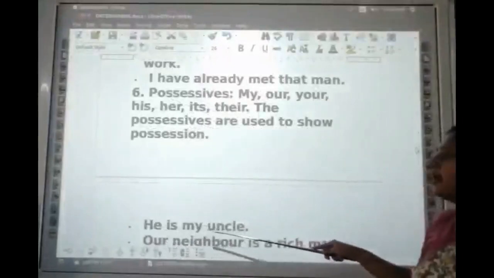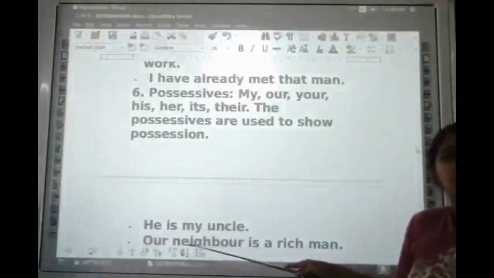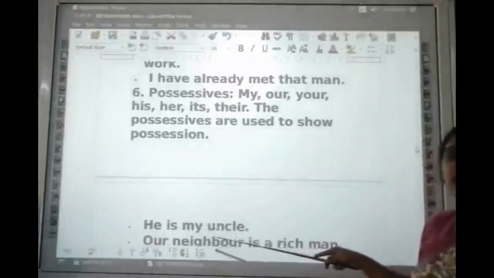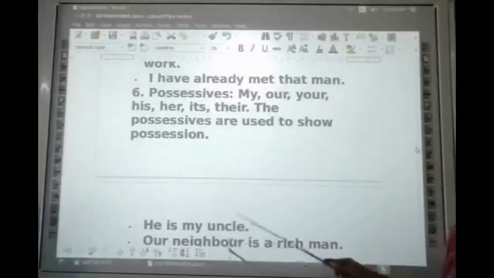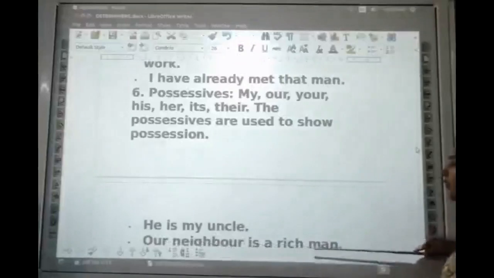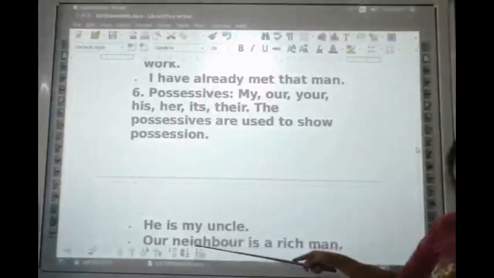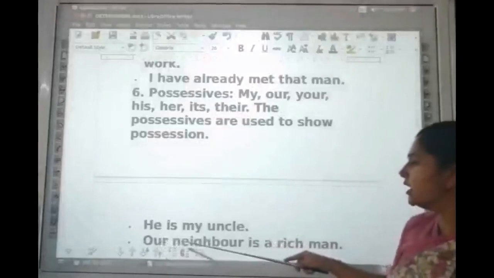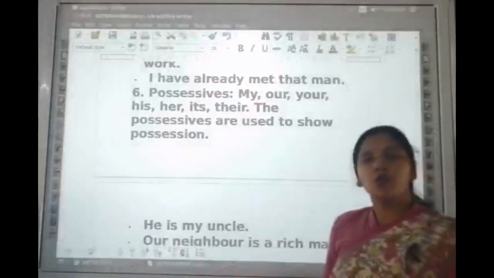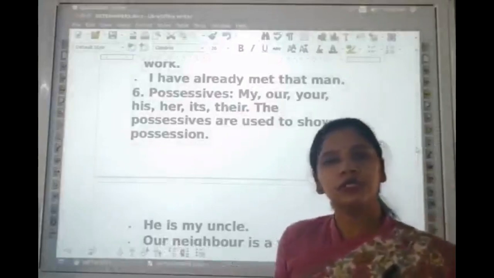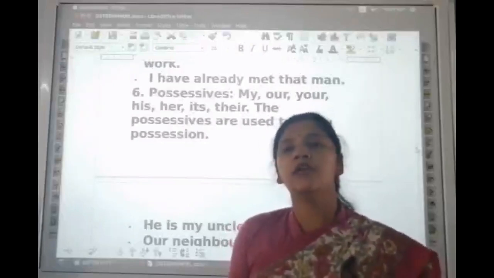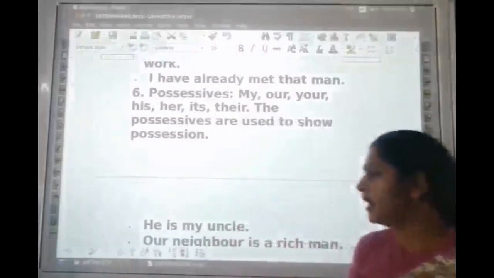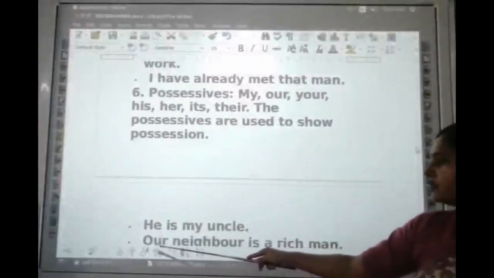He is my uncle. My shows the possession of the uncle. Whose uncle is he? Our neighbor is a rich man. Our neighbor, because the neighbor is a person who does not belong only to a single family. He belongs to other families also. He is the neighbor of him as well as the neighbor of the other one. That's why here we used the possessive our.